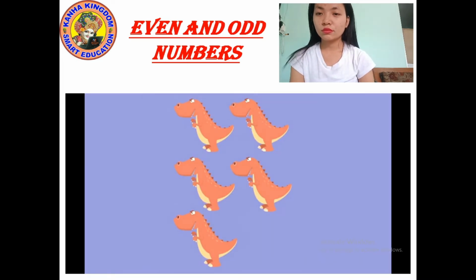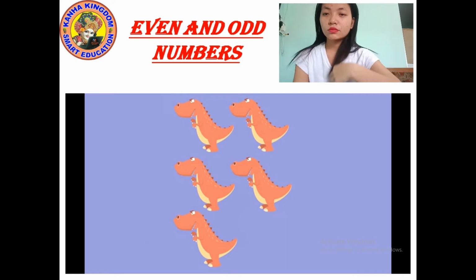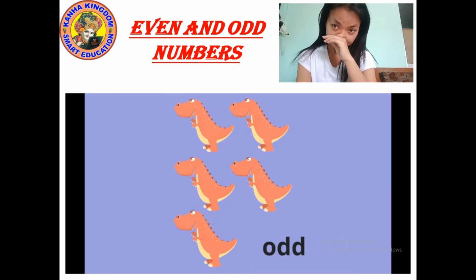Wow, 5 dinosaurs. But look, one on the bottom doesn't have a pal, doesn't have a friend. That's odd. It's not evenly grouped into 2. 5 is an odd number.